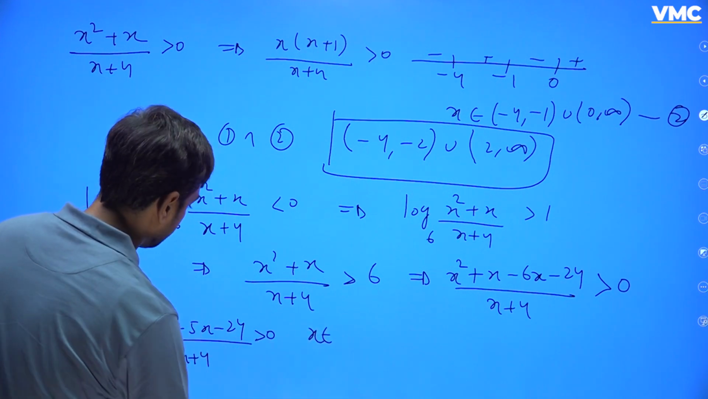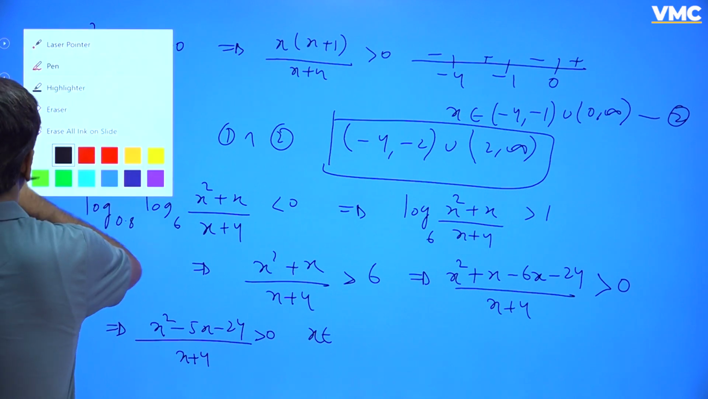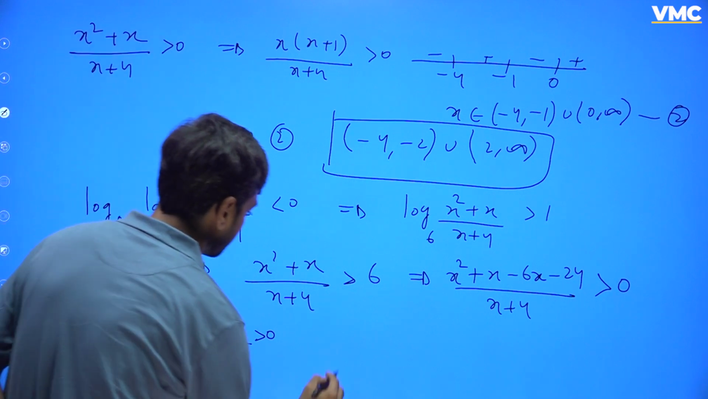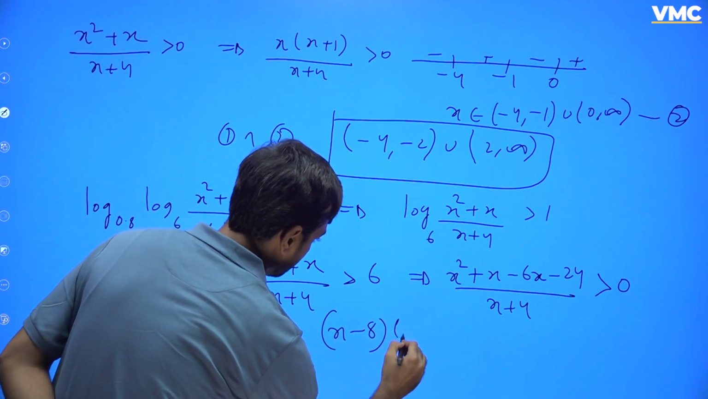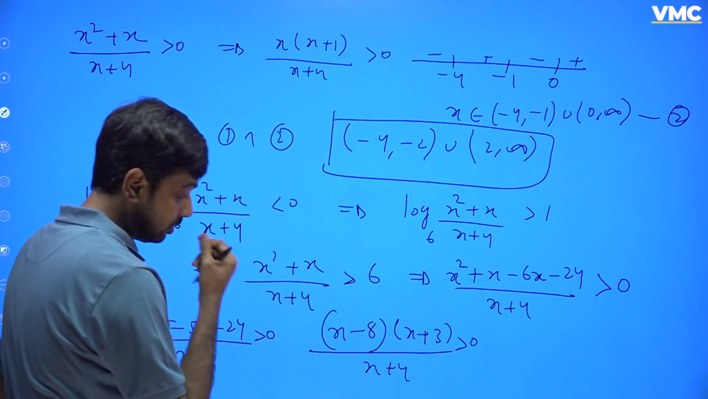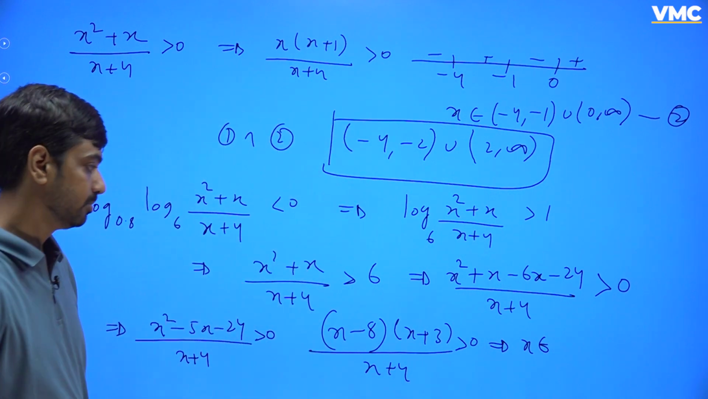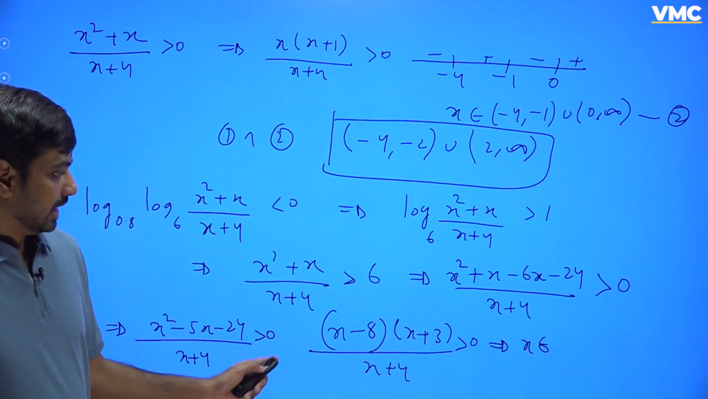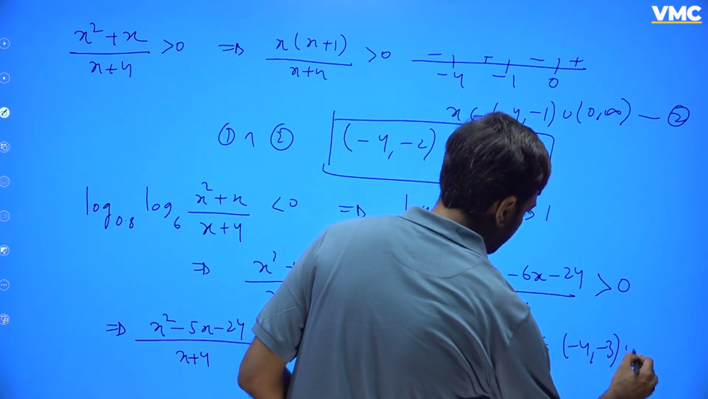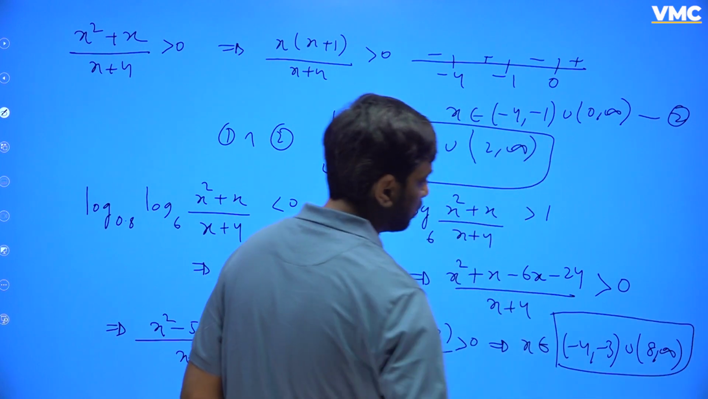When you solve this, let me calculate the factors. The factors are going to be x minus 8 into x plus 3 upon x plus 4 greater than 0. Now when you solve this inequality by using the wavy curve, x belongs to -4 to -3 union 8 to infinity. So this is the value of x after solving the inequality.